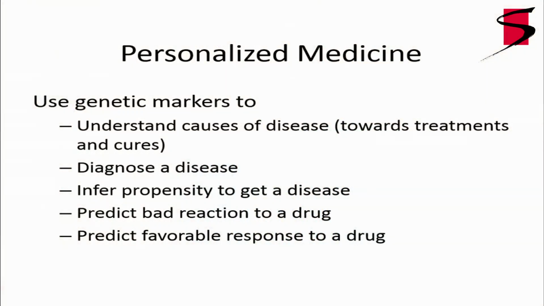More generally, now if the squeamish can look back on the slides here. You can use genetic markers to understand the causes of disease in order to work on treatments and cures. You can use genetic markers to diagnose a disease. You can use genetic markers to infer the propensity that you're going to get this disease, so you can try to take measures to prevent it. You can use genetic markers to predict a bad reaction to a drug, as I just showed you, and you can predict favorable responses to a drug, again, using your genomics. So there's all sorts of interesting applications here.